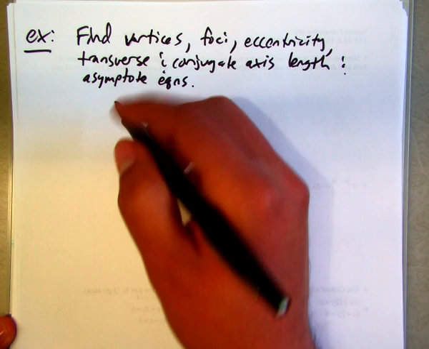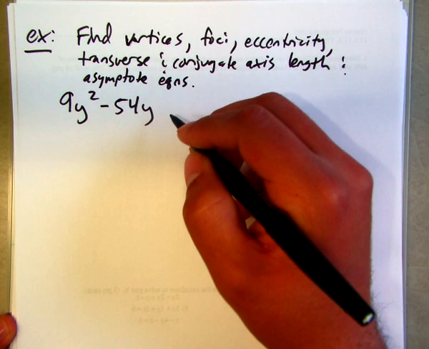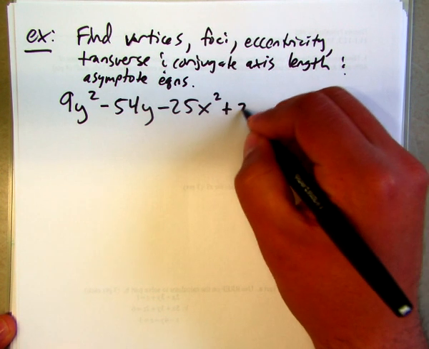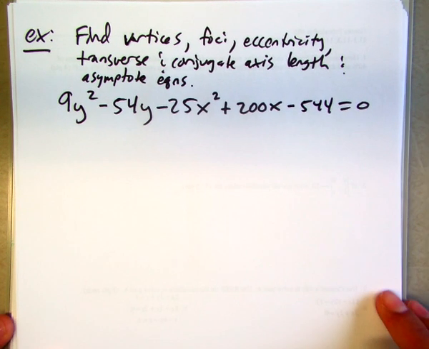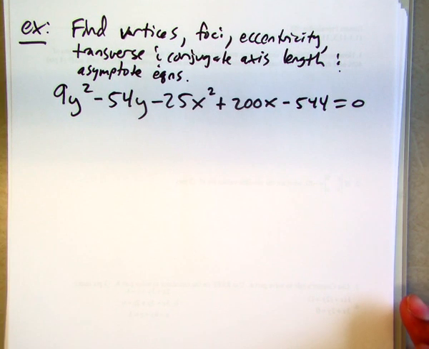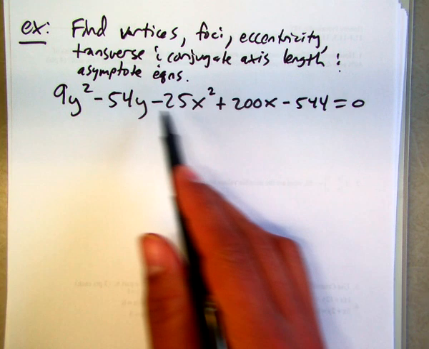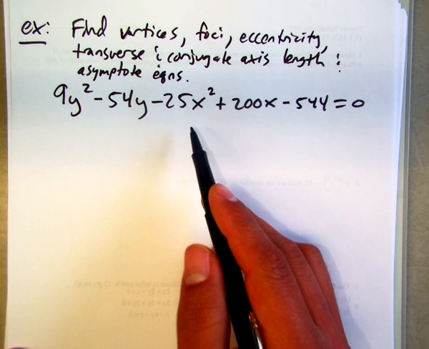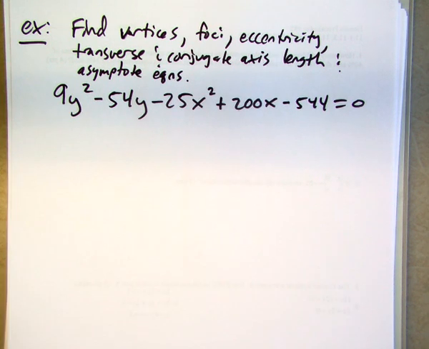Here's the equation: 9y squared minus 54y minus 25x squared plus 200x minus 544 equals 0. Looks exactly like the problems from over the weekend with the ellipses. The only difference is we have a y squared but then a negative x squared. So right there you're going to know it's a hyperbola. We don't know if it opens up or down yet because the negative and positive could switch.